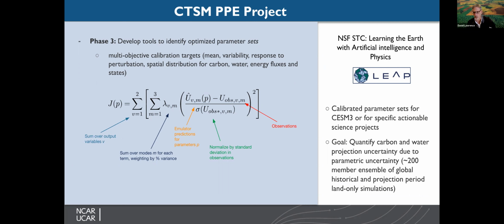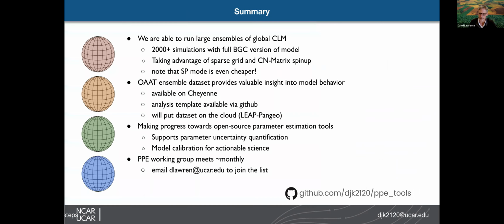And then the ultimate goal will be to try to quantify the carbon and water projection uncertainty, like I showed a couple of slides ago, but with constrained parameter sets that give realistic simulations of present day and the historical period, and then do it like a 200-member ensemble of the full global model with a 2-degree resolution to see what the range of predictions might be across that period.